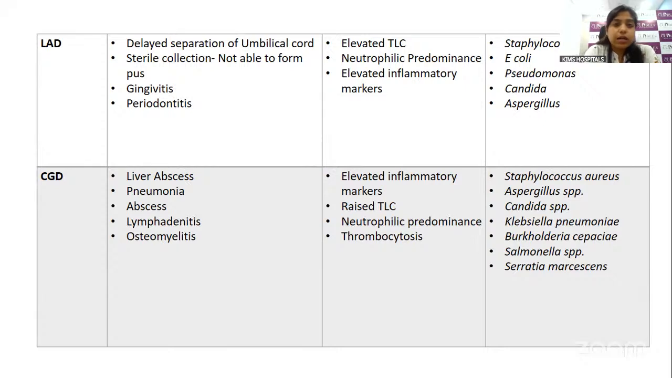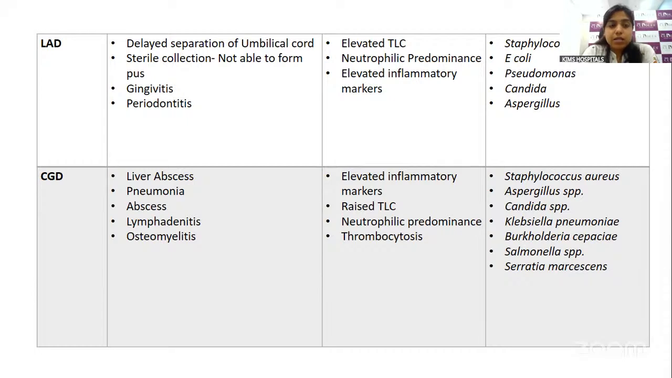So in the leukocyte adhesion defect, when you ask the history, many of the patients will have delayed separation of the umbilical cord. Even though they'll have swelling, they'll never have pus formation. So it's generally a sterile collection. These two are important pointers for leukocyte adhesion defect. Apart from this they will have gingivitis, periodontitis.